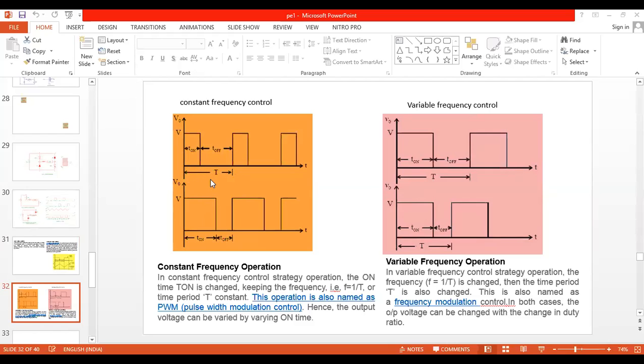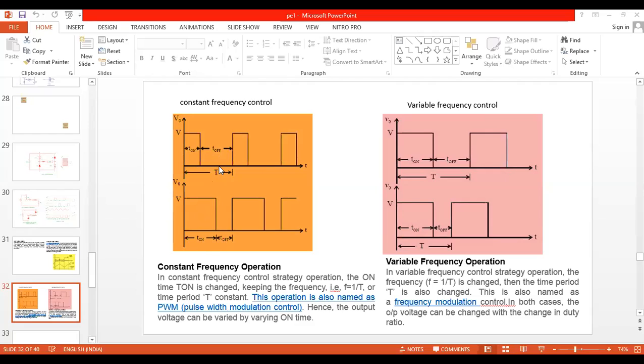And what is the formula for T? T is the combination of T on plus T off, when the chopper is on and when the chopper is off. So constant frequency says that you can change the value of T on and T off, but the frequency has to be constant. You can see it. The T on and T off values are changed, but the overall frequency is constant. If you see here, T on is small and T off width is high. Here T on width is high and T off width is small, but overall time period is constant.